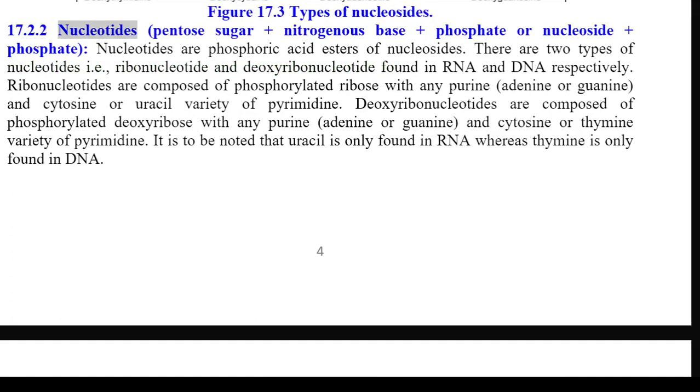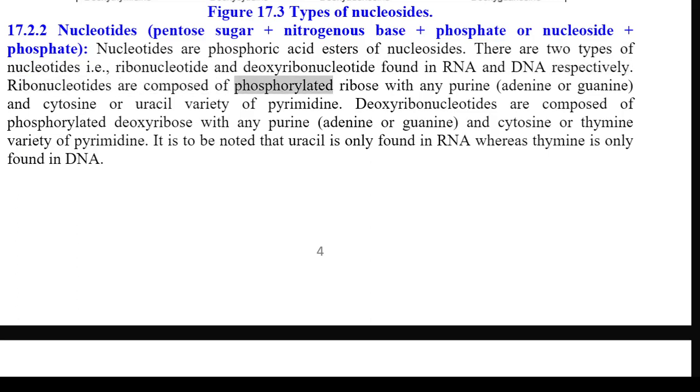17.2.2 Nucleotides. Pentose sugar plus nitrogenous base plus phosphate, or nucleoside plus phosphate. Nucleotides are phosphoric acid esters of nucleosides. There are two types of nucleotides, i.e., ribonucleotide and deoxyribonucleotide, found in RNA and DNA respectively.